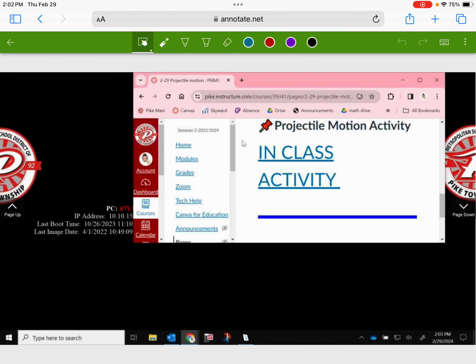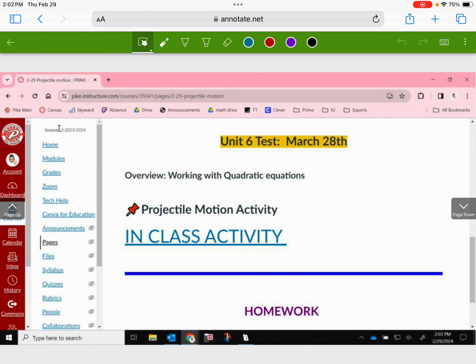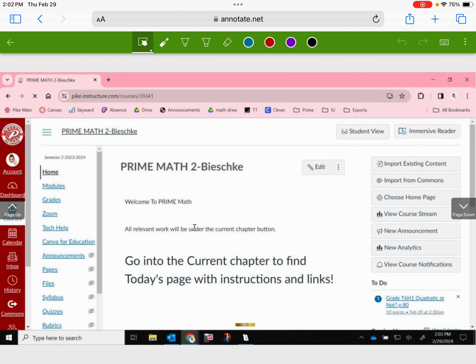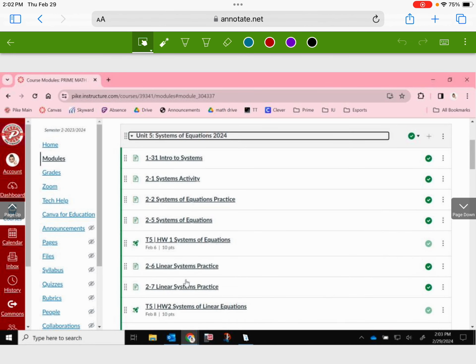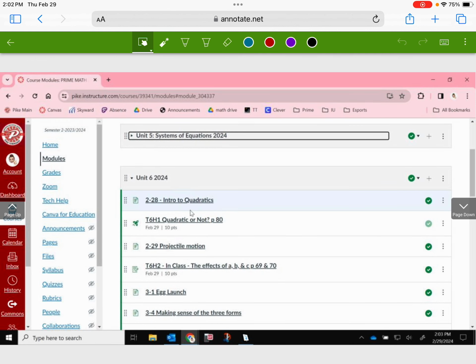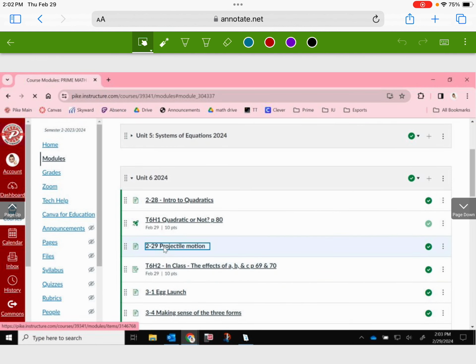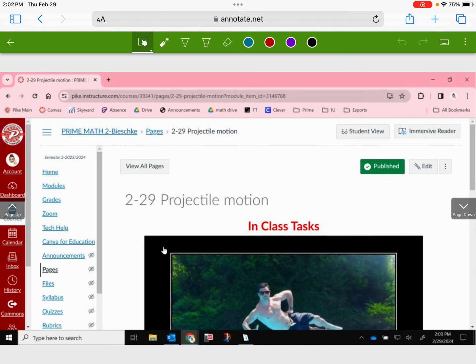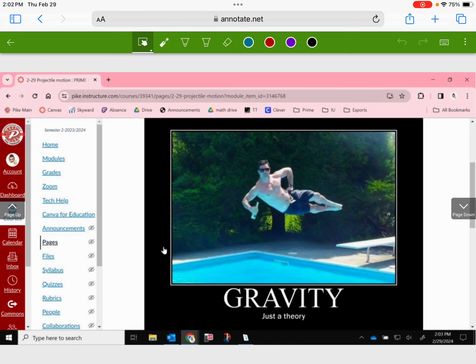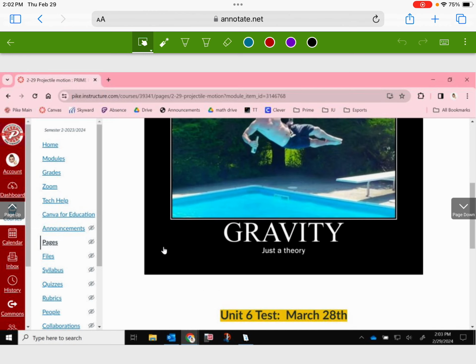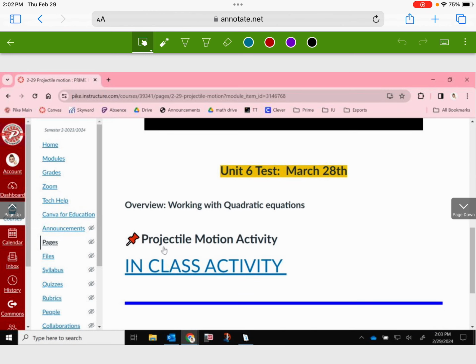So when you go to the Canvas page, you can go to the current chapter. Oh, I've got to update that link, so it takes us to Unit 6. You're going to want to go to Unit 6. You can either go straight here to 229, or you can go to 6H2. Either way, in here it also has a link. Gravity, just there. Always has a relevant meme. We talked about gravity, so we have a gravity meme.